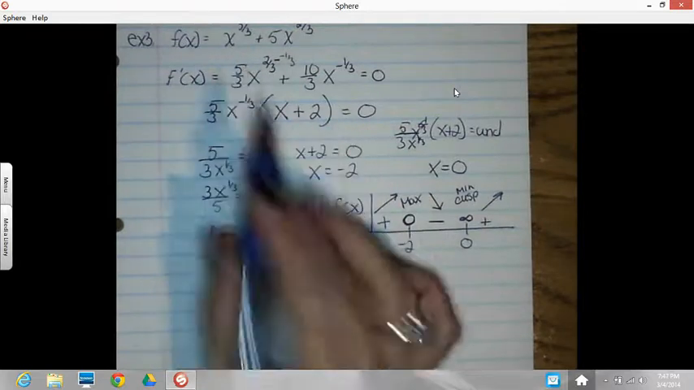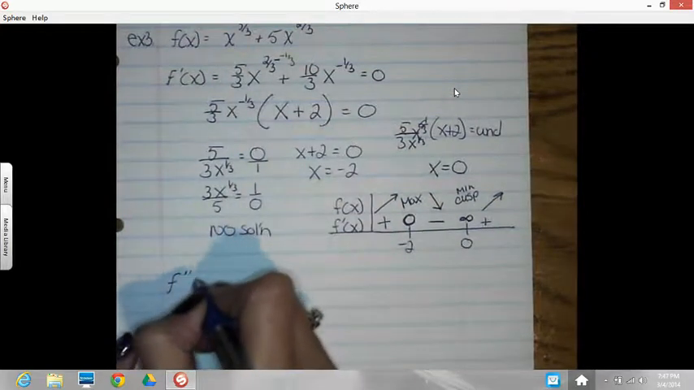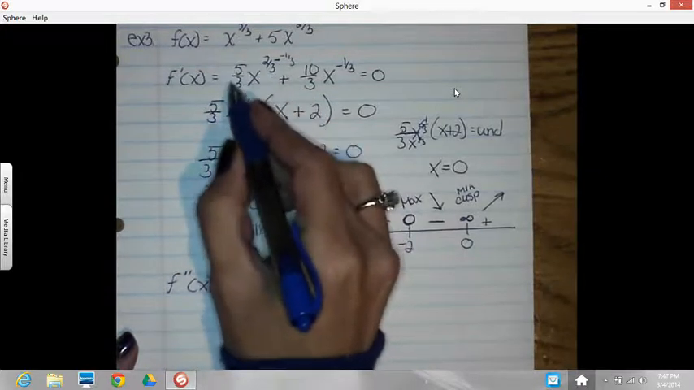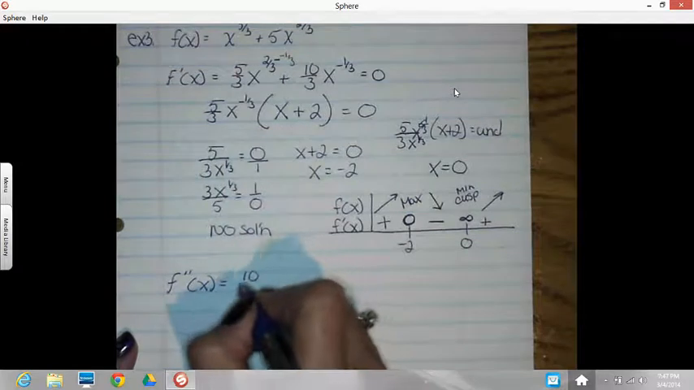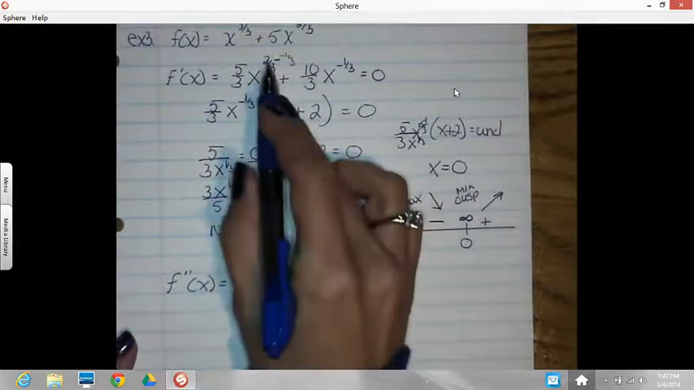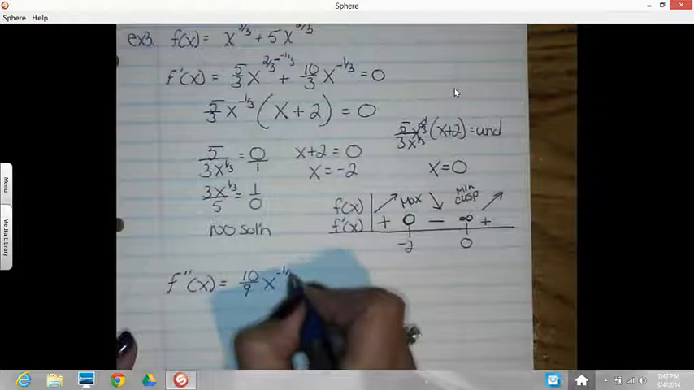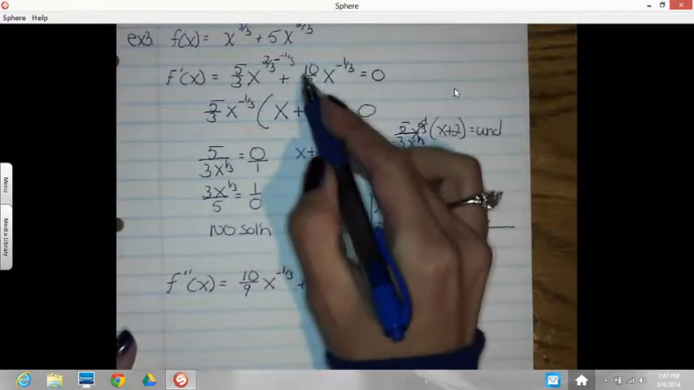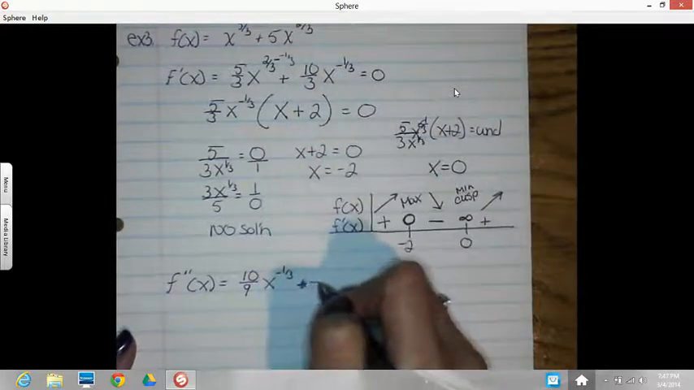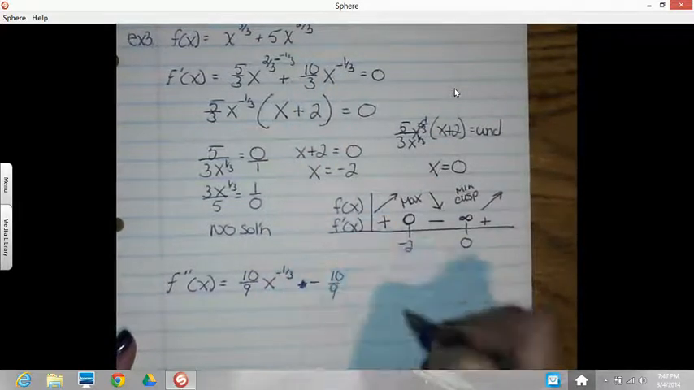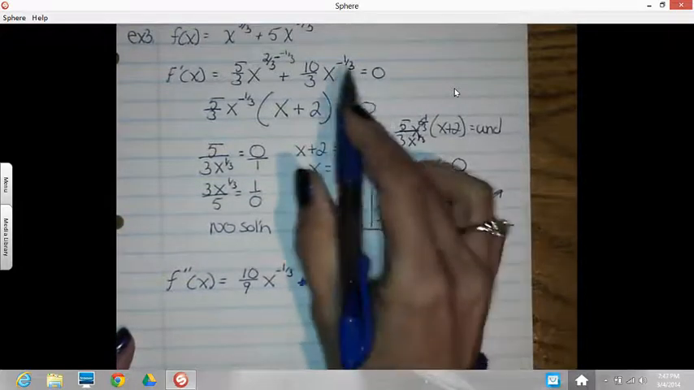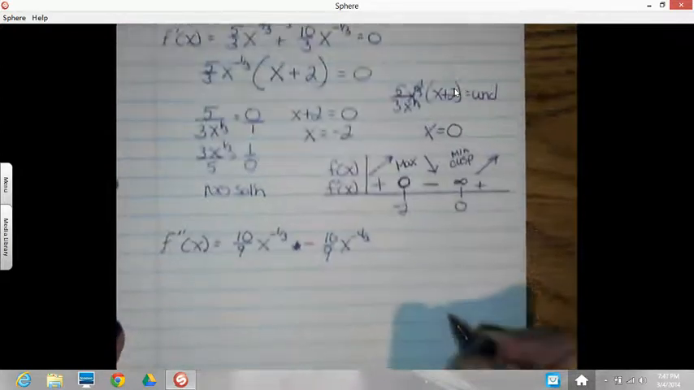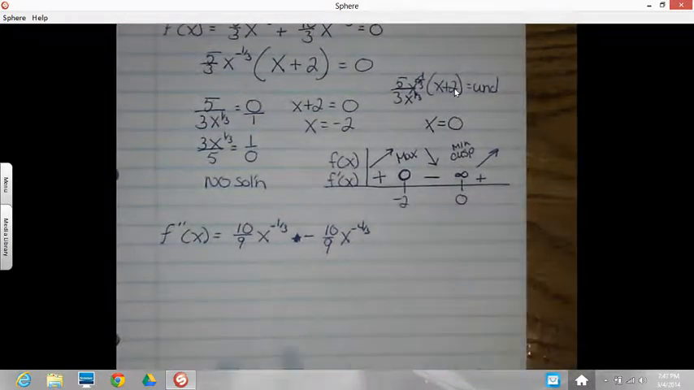So I use the second derivative to do that. So the second derivative, multiplying the 2/3 down, that's going to give me 10/9 x, subtract 1 from here, it's going to give me negative 1/3. Let's see, plus, actually, it's going to be a minus 10/9 x to the negative 4/3, and I want to know when that equals 0 and when it's undefined.